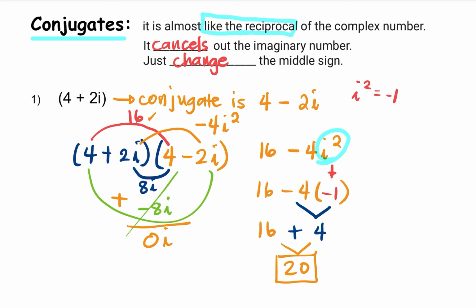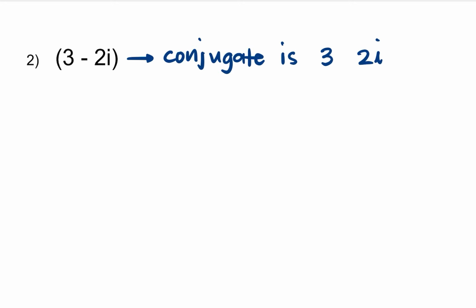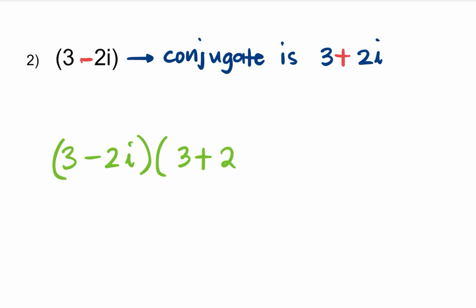Okay, so let's do this one more time. How about 3 minus 2i? What is the conjugate of this binomial? The conjugate is exactly the same, 3 and 2i. However, it's going to be the opposite sign, and it is going to be a plus sign this time because this is a minus sign. Okay, now we are going to multiply both of these binomials. So we have 3 minus 2i and 3 plus 2i.